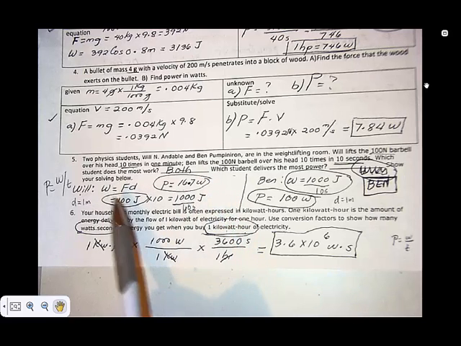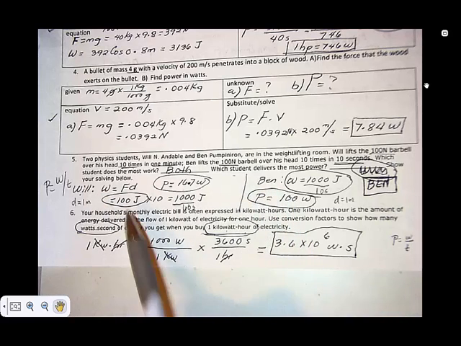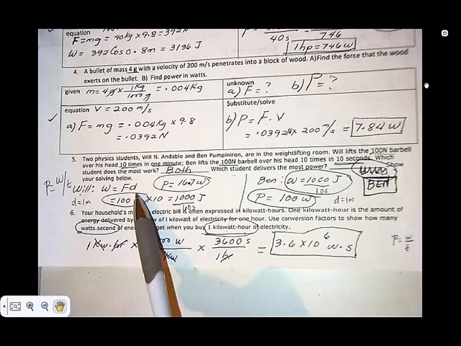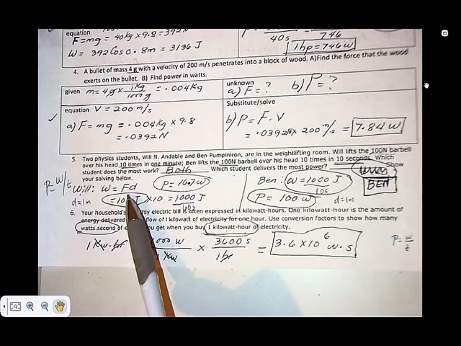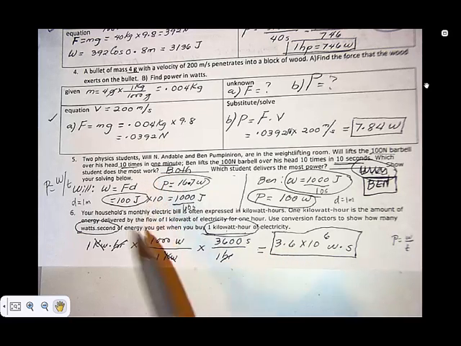Okay, you first solve for the work for both Will and Ben. Work is force times cosine theta times the distance. Notice that I just put F times D, since cosine theta here is 0, which is equal to 1, and the distance is not given.